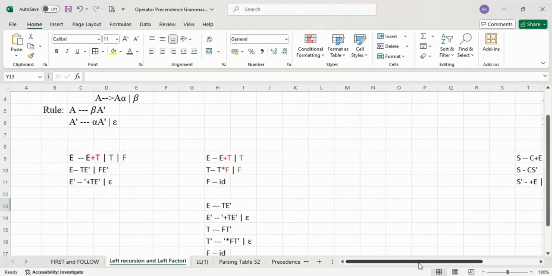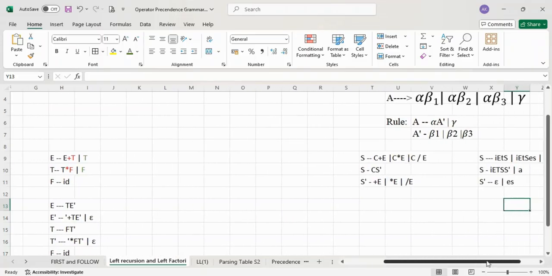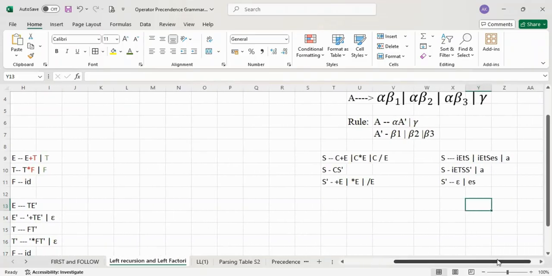This was about left recursion, and this is about left factoring. I hope this is understood to you all. In my next video, I will be teaching you how to find first and follow. We will also see how to calculate the parsing table, how to do stack implementation, and how a parse tree will be created. Thank you for patiently listening.